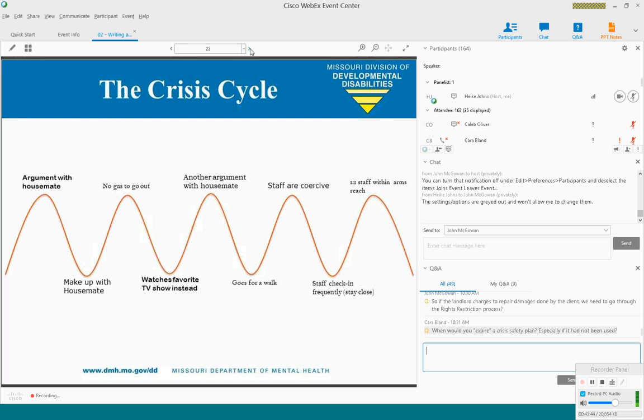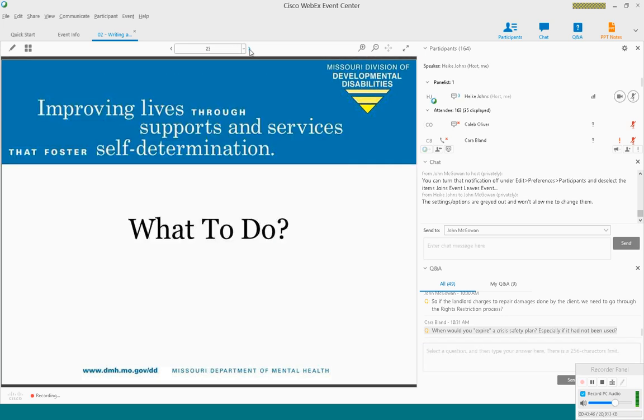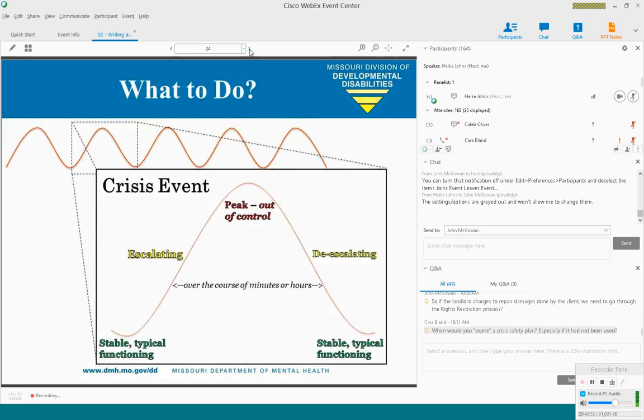So what do we do? With so many factors, it's got to seem overwhelming for anybody involved. So taking a look at the elements of the cycle helps us understand how to make a plan. So what we want to look at first is the bottom, the stable, typical functioning. This is where we want people to be. It looks like things going well. It looks like low stress and lots of positive things going on. This is where we want people to be most of the time.